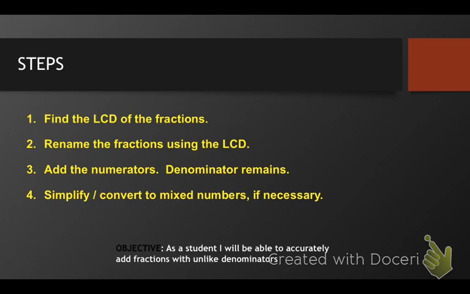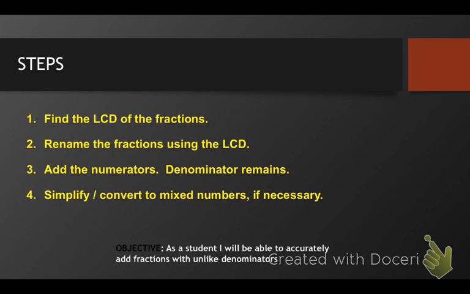So, step number 1, you need to find the least common denominator of the fractions. Step 2, you need to rename the fractions using the least common denominator. Step 3, you need to add the numerators, and the denominator will remain the same. And 4, you simplify or convert to mixed numbers if necessary. So we're going to go ahead and show this process.